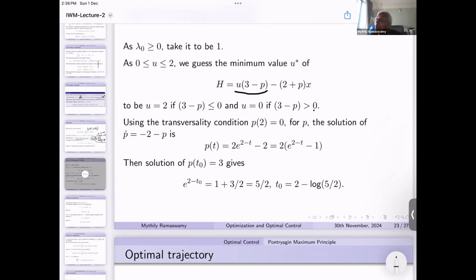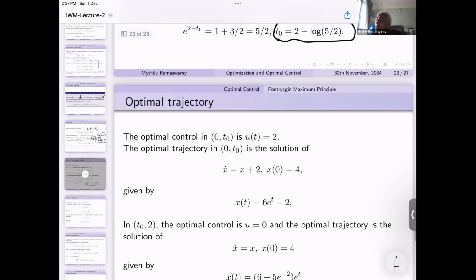Now I have to find out when 3 minus p changes sign, because that will determine my u. The u is going to take only two values, either 2 or 0, and it changes exactly when p equals 3. So we have to find t naught when p(t naught) is 3. Below that you will have one value, above that you will have another value. I have calculated what t naught is; it comes out to be 2 minus something. I may not need this, but I need only the value of p.